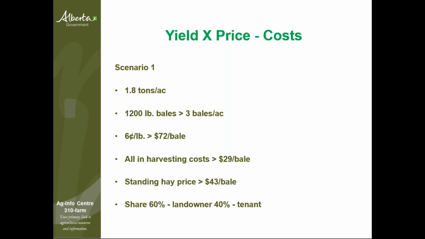When we work on a share basis, 60% of that accrues to the landowner and 40% goes to the tenant. The tenant has lower costs. The harvesting cost, his $29 a bale, is what his costs are. And the hay commodity accrues to the landowners. That's why we have the 60-40 split.